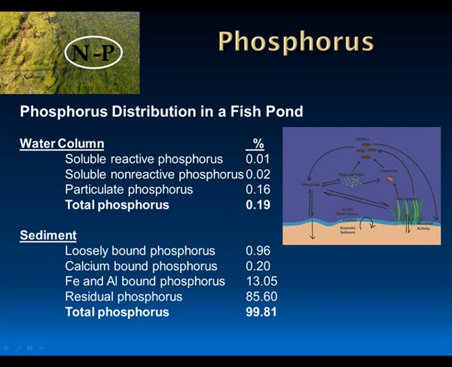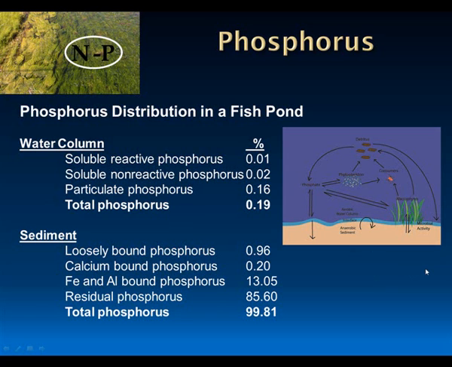So I've focused on nitrogen largely up to this point. Phosphorus is also very important, as I had mentioned, and phosphorus behaves very differently from nitrogen. While nitrogen has a complex cycle that has a number of soluble forms, phosphorus is dominantly associated with sediment.